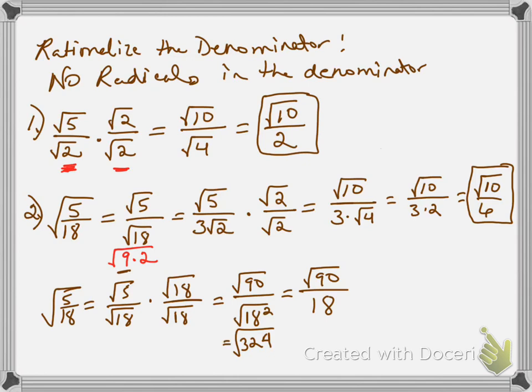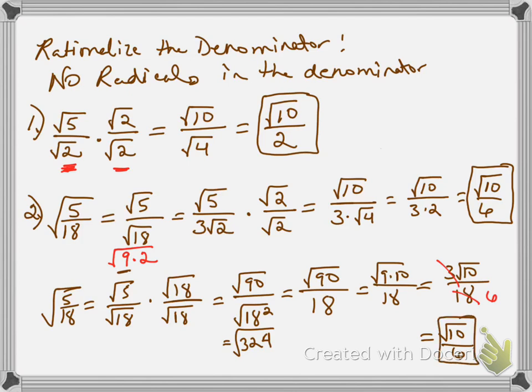Now, your perfect square in 90 is 9. So we have 9 times 10 over 18. The square root of 9 is 3. So we have 3 square root of 10 over 18. 3 goes into 18 6 times. So our answer still comes out to be the square root of 10 over 6. And that's our answer, the square root of 10 over 6.